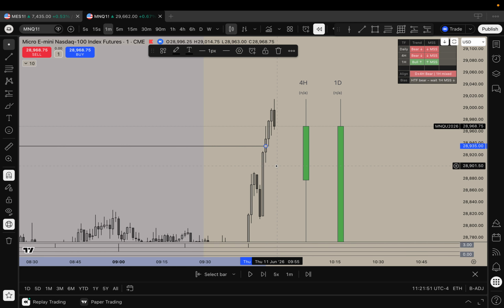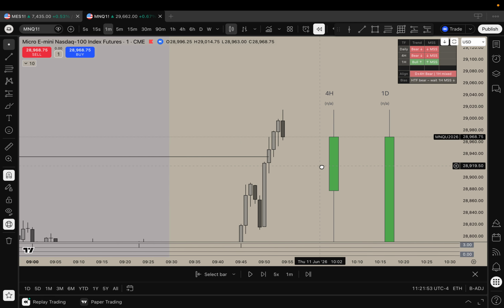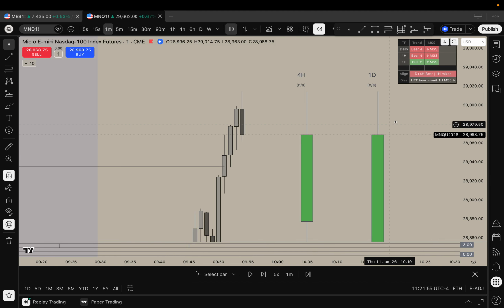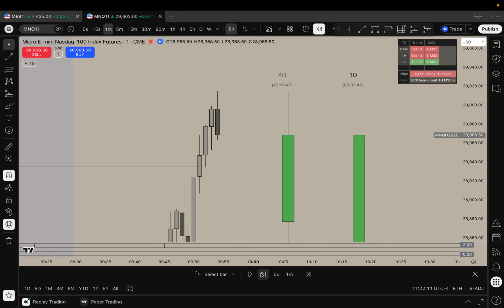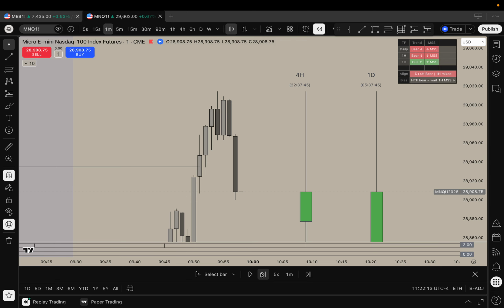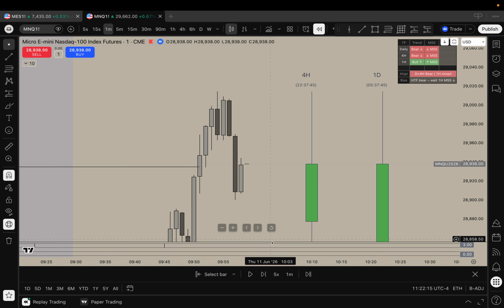From here, I want to see us find an entry. Now, there are two entries that I have done throughout the past couple months, one of which I started doing recently is a 1-minute change in state of delivery. The second one is a 15-second market structure shift followed by a 15-second retracement of some variety, typically to an order block, but we'll go over that in a moment. So let's go ahead and move forward, see where price goes.